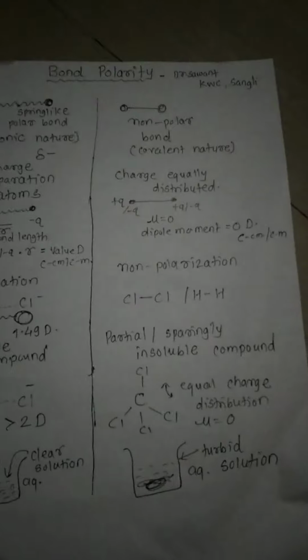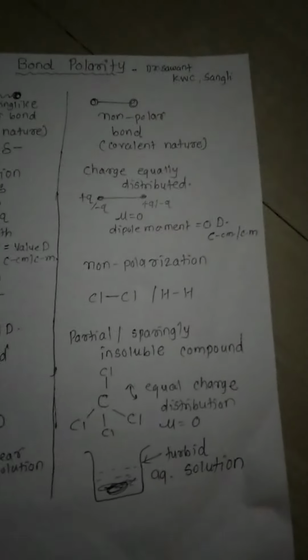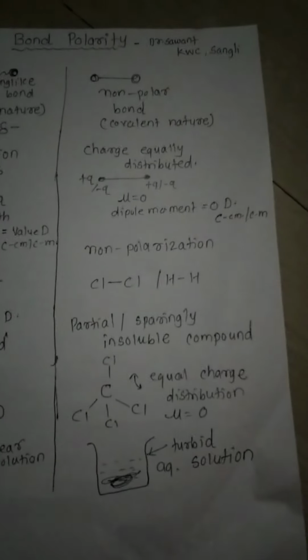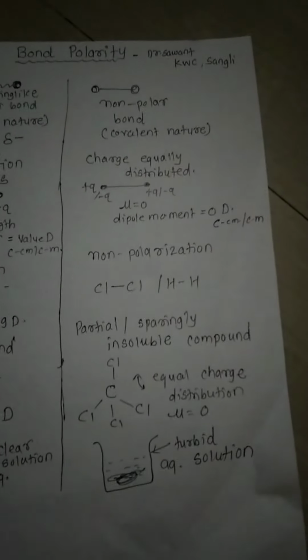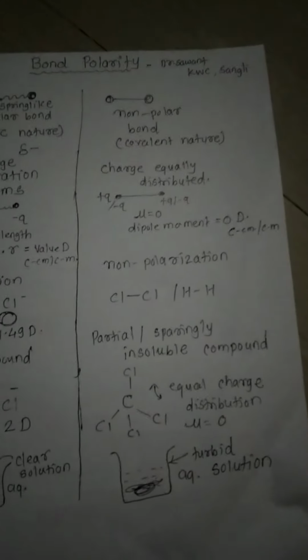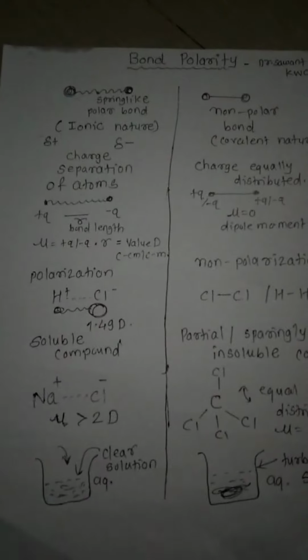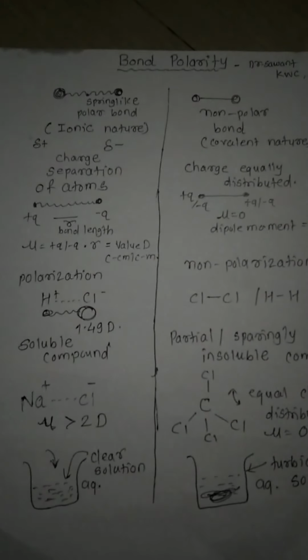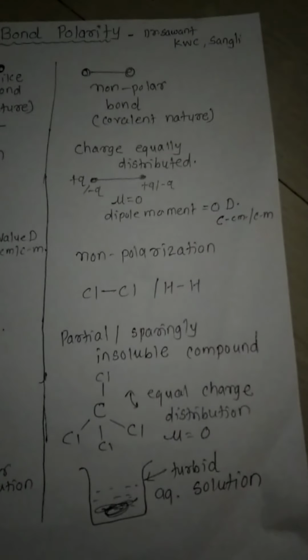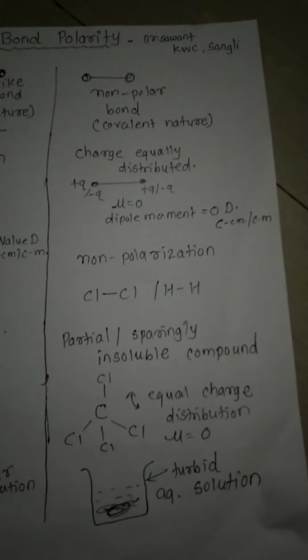whereas taking an example of the organic molecule CCl4, carbon tetrachloride, in this solvent charge is equally distributed. Here mu is equal to 0 D, the dipole moment is 0, and the polarization of the atoms is 0. Here polarization is observed in NaCl and HCl, so they give a clear solution due to bond polarity, whereas CCl4 is immiscible with water or sometimes gives a turbid solution.